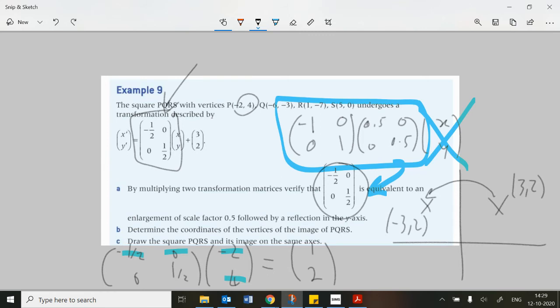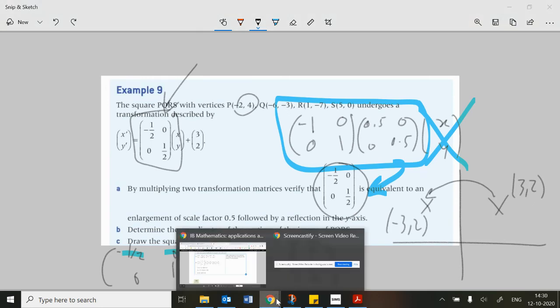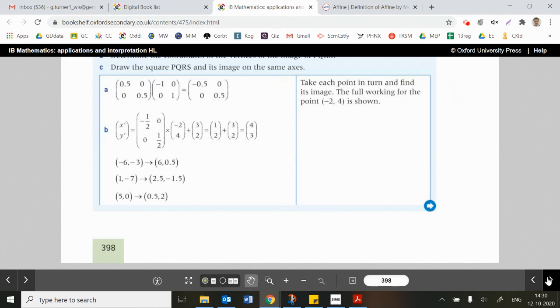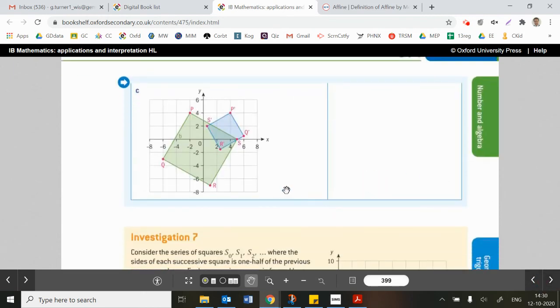So the coordinate point that's coming out of that is 1, 2. Now once you've applied all of those, you can draw the original square and the image on the same set of axes. And again, you can see that one in the book. Pretty straightforward. It's a reflection, it's a rotation.